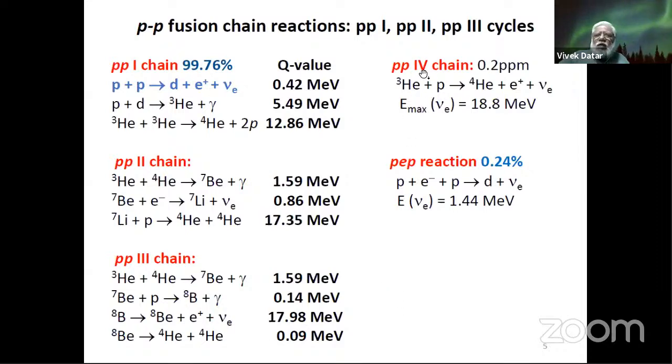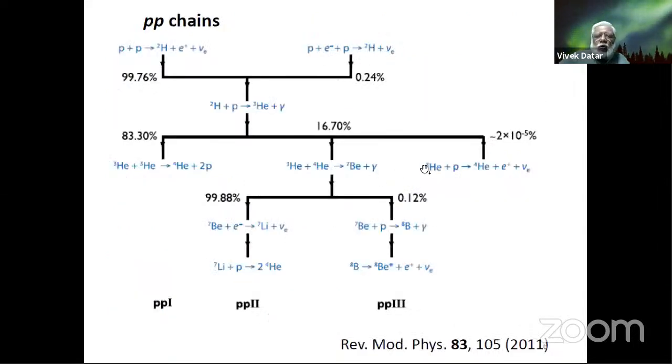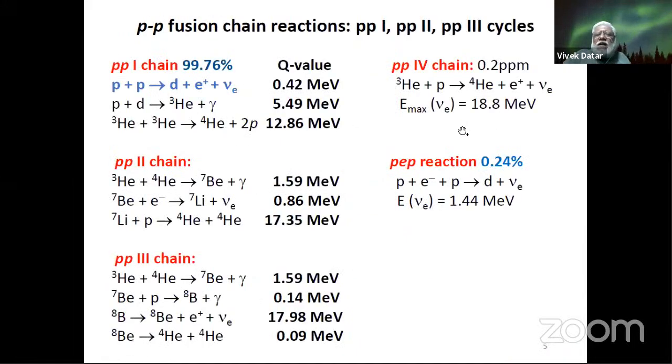There is a very small pp4 chain, which is that helium-3 can actually combine with a proton, give you helium-4 and a positron and a neutrino. Next slide. So this is again a weak process. So just like this, it has a very small probability of occurring in the sun. That's why it is only 0.2 ppm. It's much smaller than this, of course, because of the higher Coulomb barrier. Helium-3 has 2 protons. So as compared to this, the barrier is increased by a factor of 2. And therefore, this reaction is even weaker than the P plus P reaction.